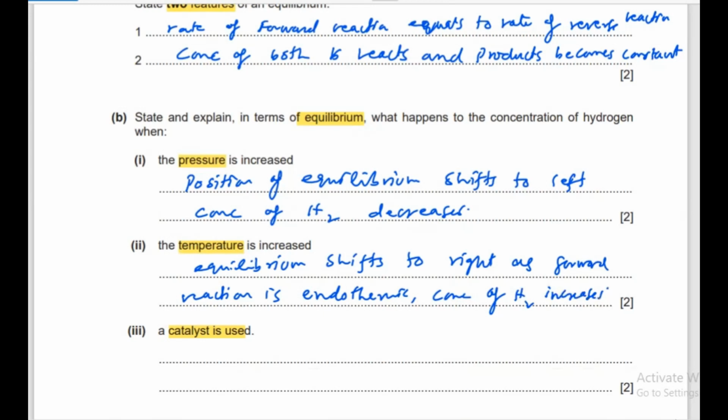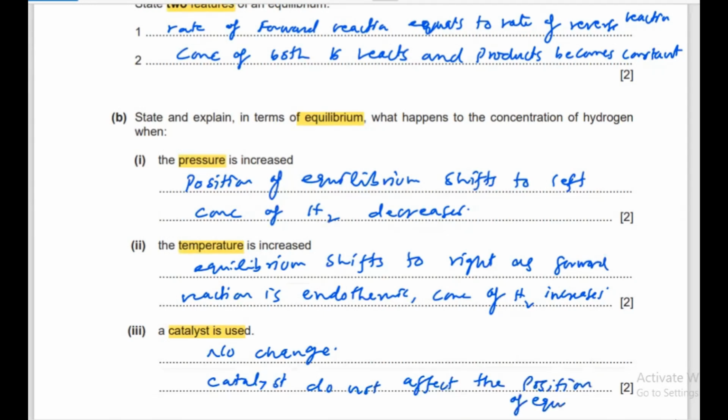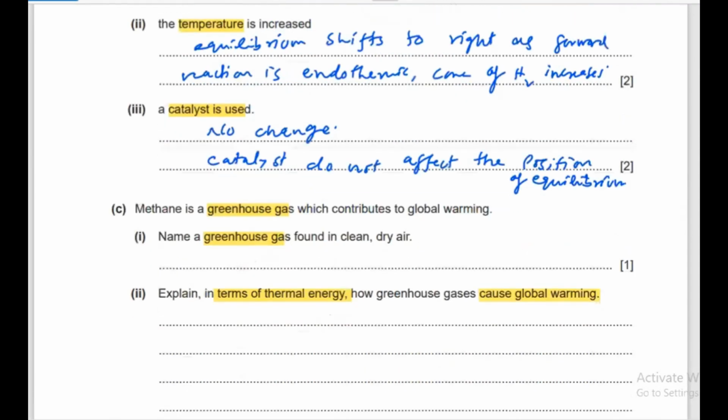A catalyst is used. The catalyst has no effect on the position of equilibrium, so there will be no change, because catalysts do not affect the position of equilibrium. A catalyst increases the rate of both forward and reverse reactions, and it helps to establish the equilibrium in a shorter time.